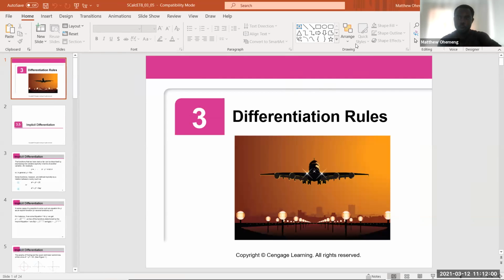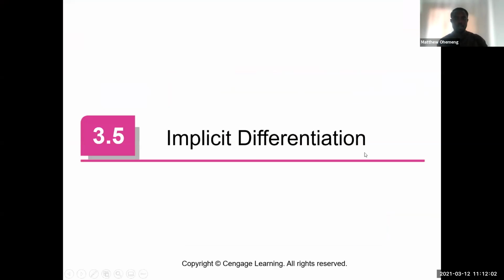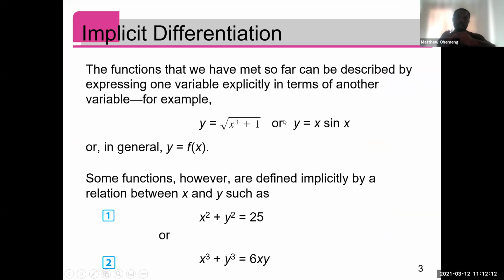Okay, so with 3.4 completed, let's move on to 3.5. And this is about implicit differentiation. So for implicit differentiation, let's see what it's about. Now, for all the functions we've met, you always see something like y equal to some function expressed in x. So in function notation, I have, say, f of x equal to something with x mixed in there, right? You have clearly x as your independent variable, right?